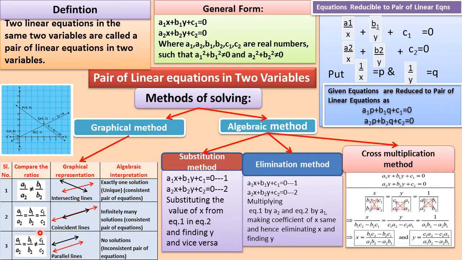Suppose I have a1 by a2 equal to b1 by b2, but it is not equal to c1 by c2. Then the two lines will be parallel to each other. One line will represent one linear equation, and this line will represent the other linear equation in the graph. When we draw them on the graph, they will be parallel to each other and won't intersect, and there will not be any solutions. We cannot have any solution since they are not intersecting. So no solution, and such equations are called an inconsistent pair of equations.